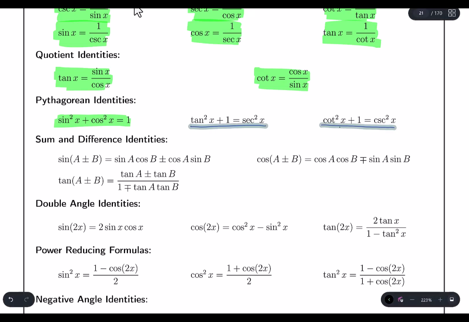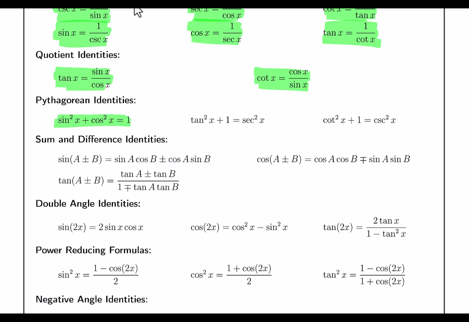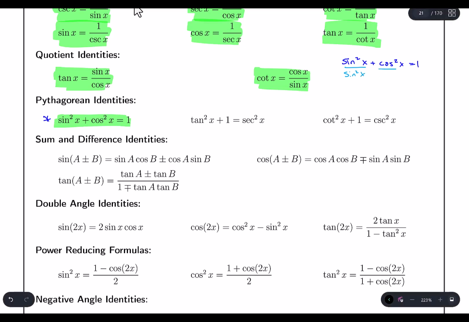So here's the thing. The good news is you don't have to randomly guess at what these are. If you know the first one, you can just say, all right, for instance, sine squared x plus cosine squared x equals 1. And if you don't remember one of the others, just divide everything through by either sine squared or cosine squared. It doesn't matter which one you do, but you have to do the same function for each.